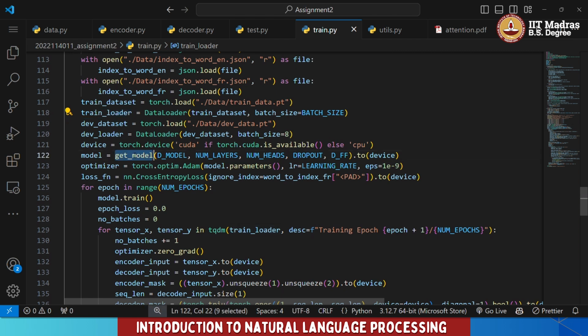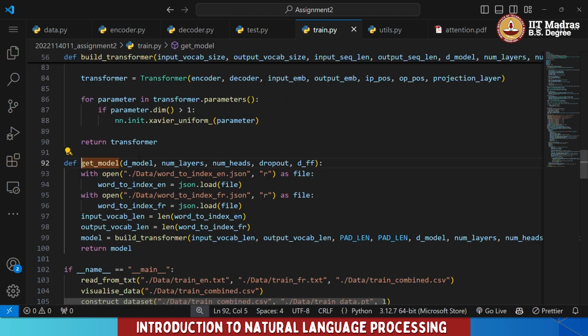Coming to the implementation part. The first function that I have defined is the get model function, in which we'll actually initialize the transformer model that we have. The hyperparameters that we will pass over here are d model, num layers, number of heads, dropout, and dff. I'll explain what d model and dff are when we get into the implementation. So let's dive into it.